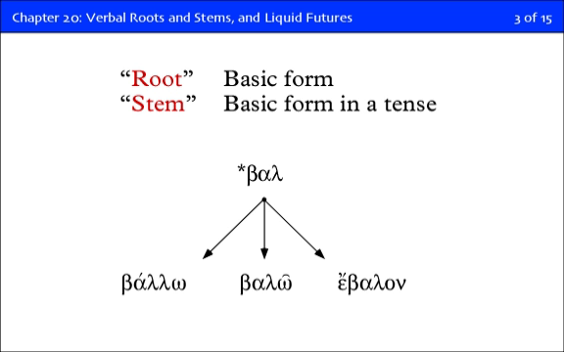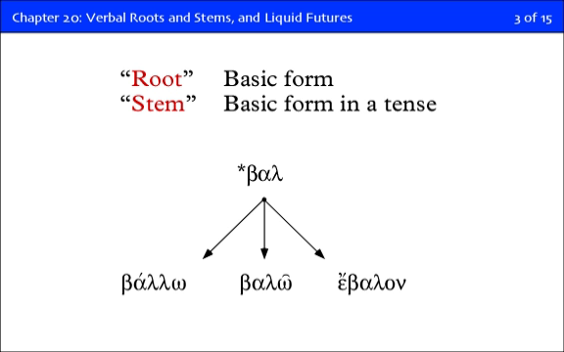So you have the root bal with a single lambda. When you go into the present, it's doubled, ballo. But when you go into the future, it's balo, a single lambda. And when you go into one of the past tenses, which we haven't learned yet, it's ebalon, again with a single lambda. So all that to say, the root is the most basic form of the word, and then it's from the root that the different tense stems are formed.